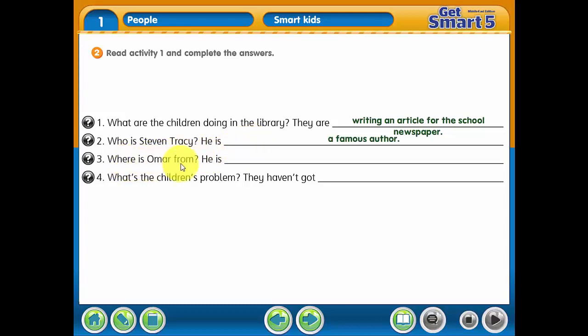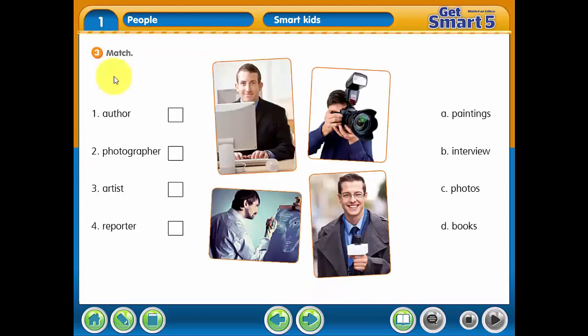Number 3. Where is Omar from? Omar is from... Is he from Saudi Arabia? No, he is from Dubai. 4. What's the children's problem? ما هي مشكلة الأولاد؟ They have got the interview. كان عندهم المقابلة. But they haven't got what? Yes, that's right. They haven't got any photos for the article. ما عندهم صور للمقال اللي كتبوه.